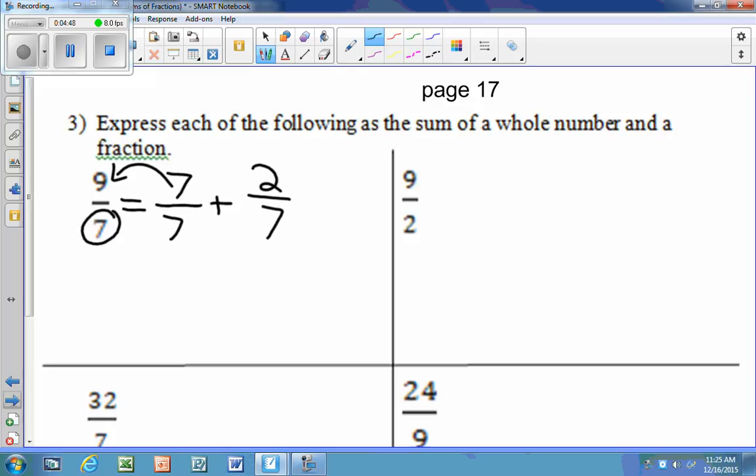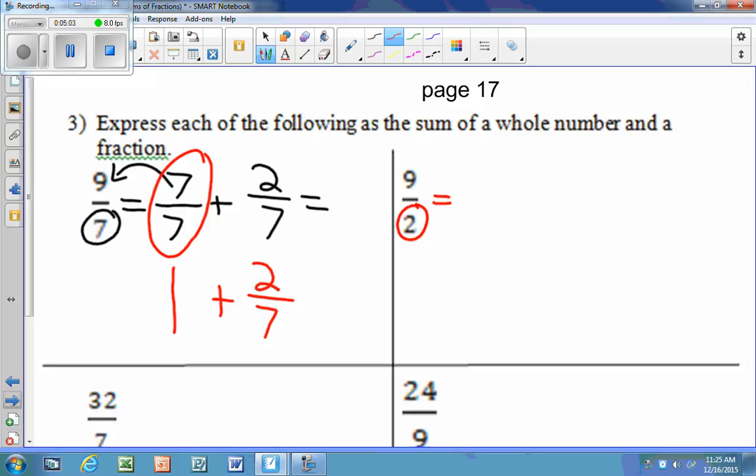Now I can rewrite this again, and I can look at this and I can ask myself, well, here's 7/7. That's like saying 1. So 1 plus 2/7. So there is a sum of my whole number and a fraction. So we're going to look over here. I have 2, so we're going to write 2 halves plus 2 halves plus 2 halves.